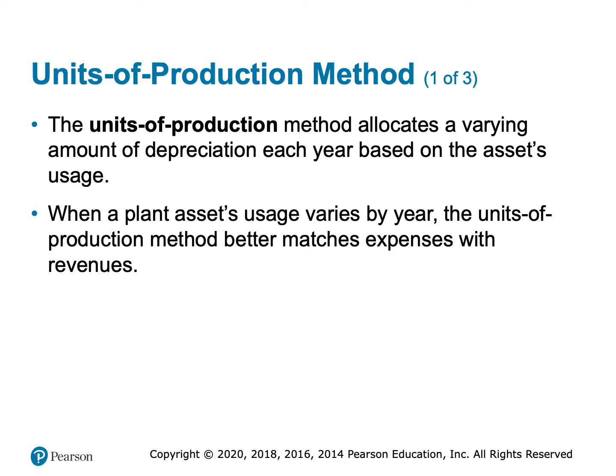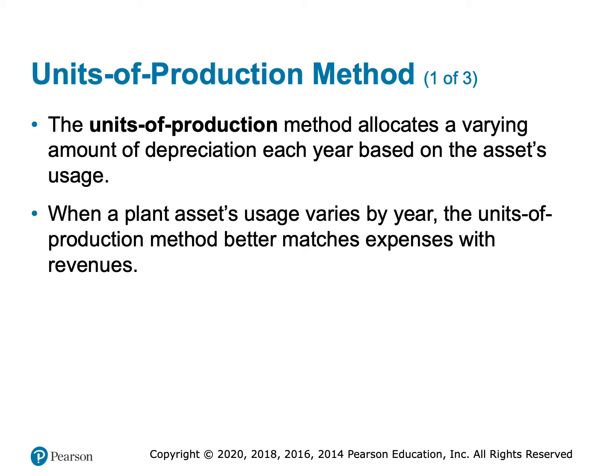Now, the second method we're going to look at is what's called units of production. Units of production doesn't take the same amount of depreciation every year like straight line does. Units of production varies based on how much you use the asset. So this isn't an appropriate method for all asset types. It's got to be an asset that you can measure the usage of. So you wouldn't want to use this for, let's say, a building. But it is good for equipment or vehicles or things that you can measure the usage of.